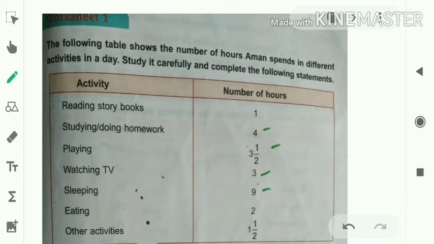So here, the activities done by Aman are given. Reading storybook, he did this activity for 1 hour. Studying, doing homework, he did this activity for 4 hours. In this way, playing 3.5 hours, watching TV 3 hours, sleeping 9 hours, eating 2 hours, other activities 1.5 hours. So these activities are given here. Now let's do the question answers that are given here, fill-ups.